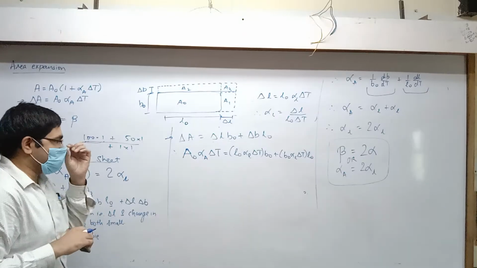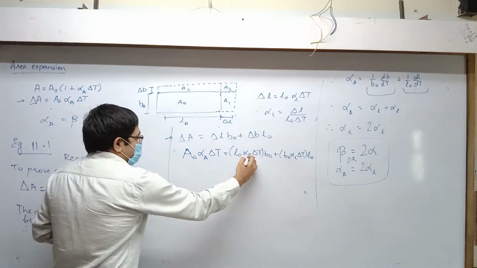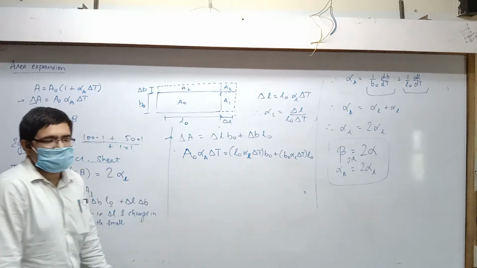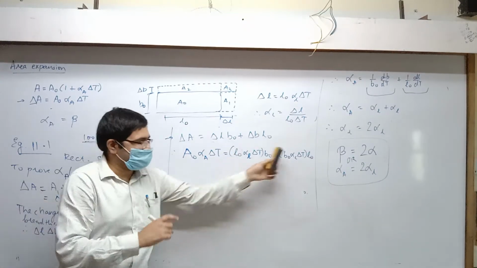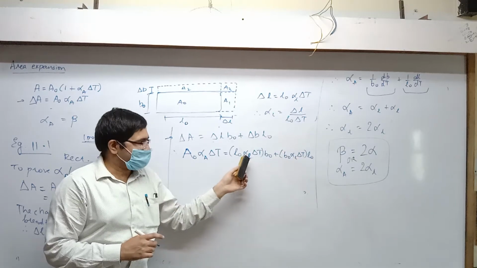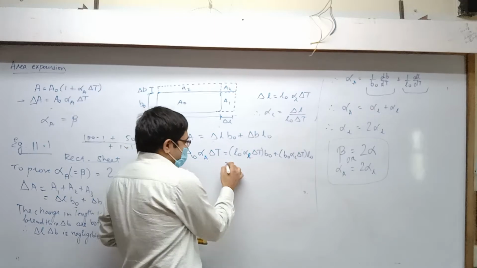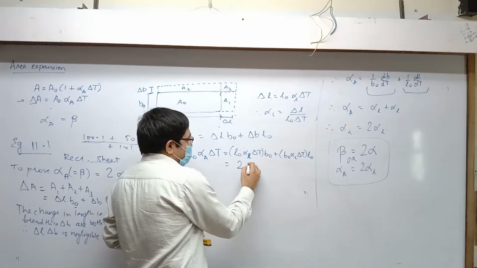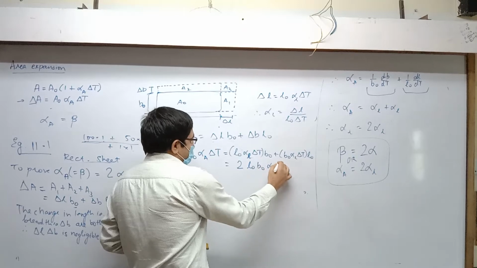So what's common on the right hand side? L0 is common. Delta T is also common. Alpha L is common. B0 is also common. Everything is the same, that is double. So that is 2 times L0 B0 alpha L delta T.